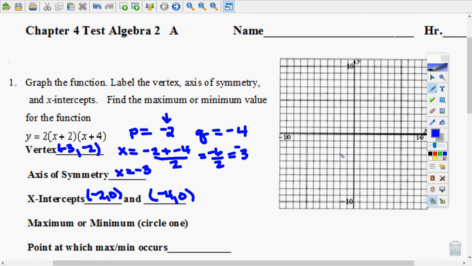Right, so we go to graph it, and we have -3, -2. We plot the two coordinates at -2 and -4. We draw our graph. It should be U-shaped with arrows on the end. And we look at this and we see that this is the smallest number that the graph can be. So that's a minimum. The point at which the max or the min occurs is always the vertex, so you just recopy where the vertex is.